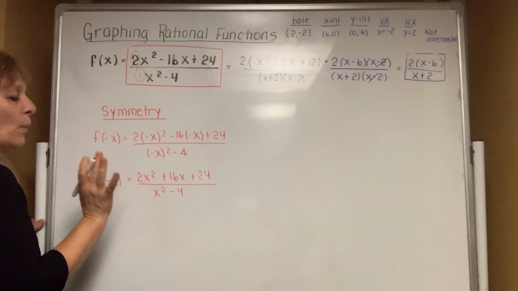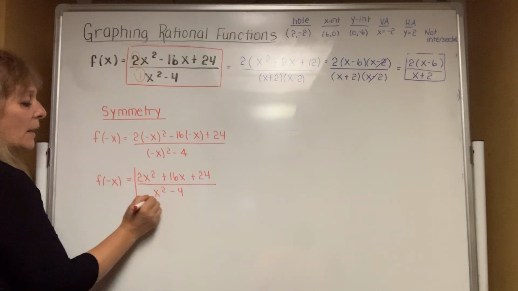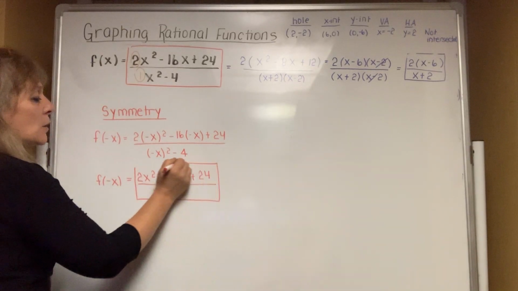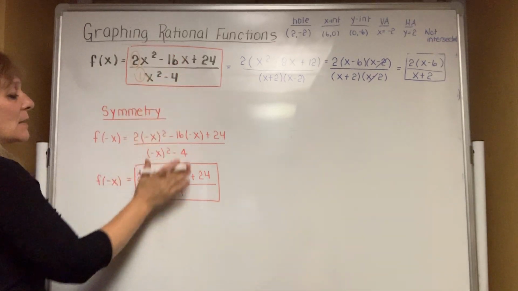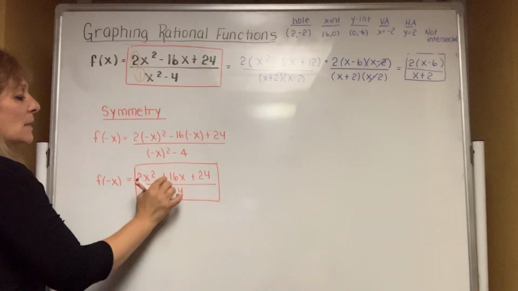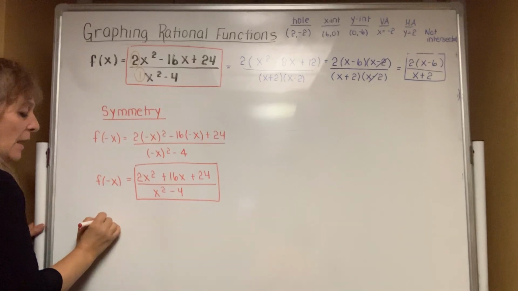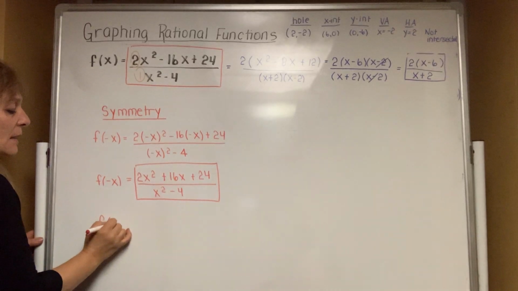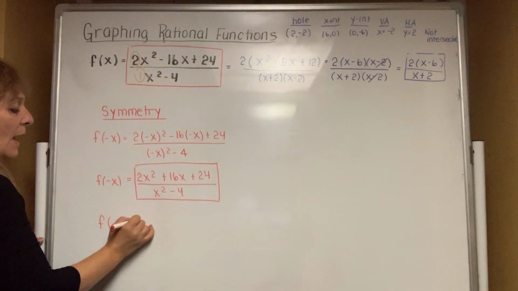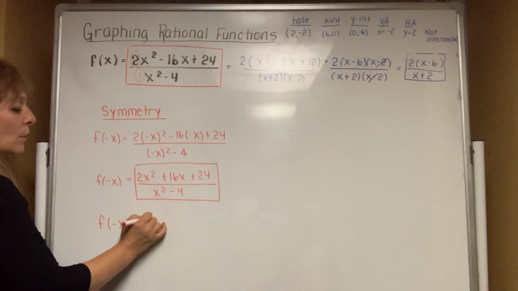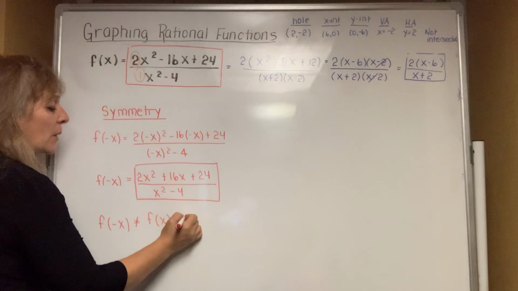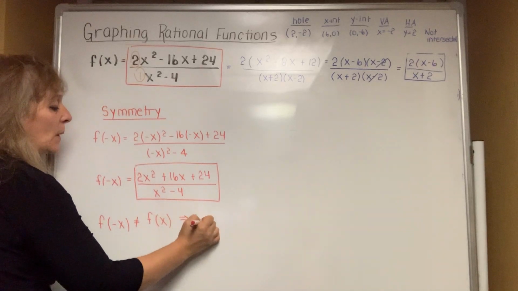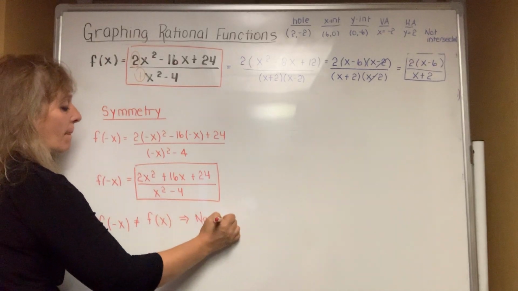At this point, when it is simplified, you want to compare this to the problem that's in this box. They are not exactly the same because this is a minus and this is a plus. Therefore, you have to state that the f of negative x is not equal to the original f of x. And that would imply that there is no even symmetry.